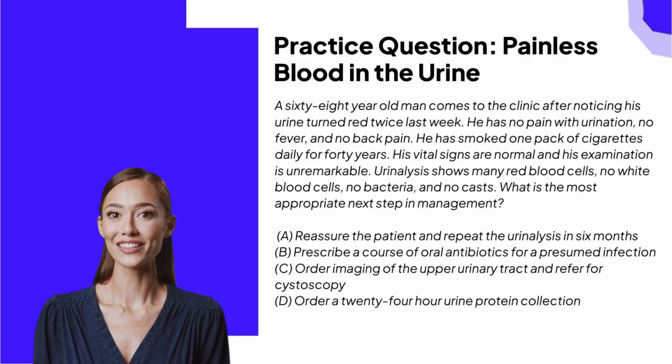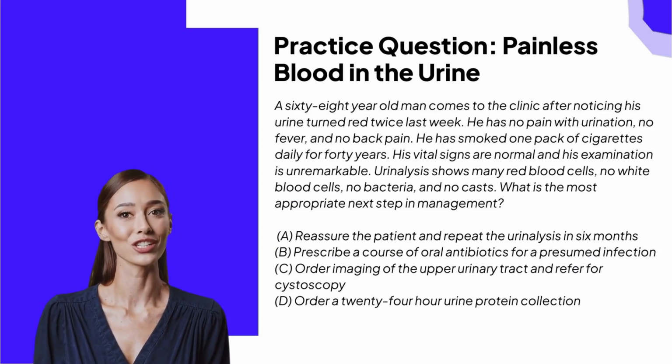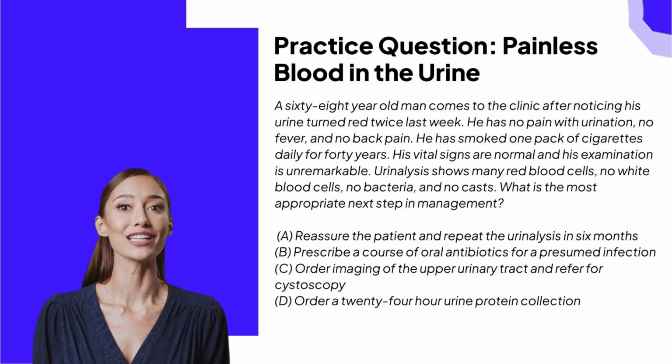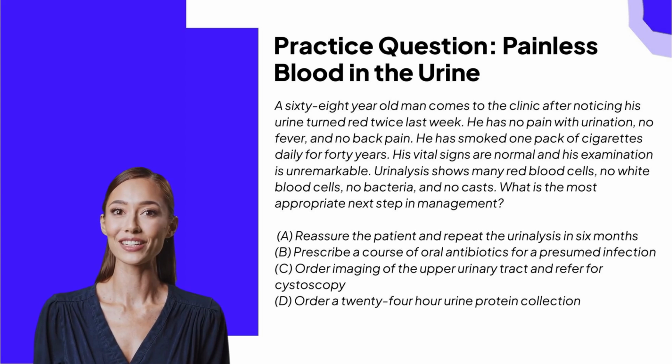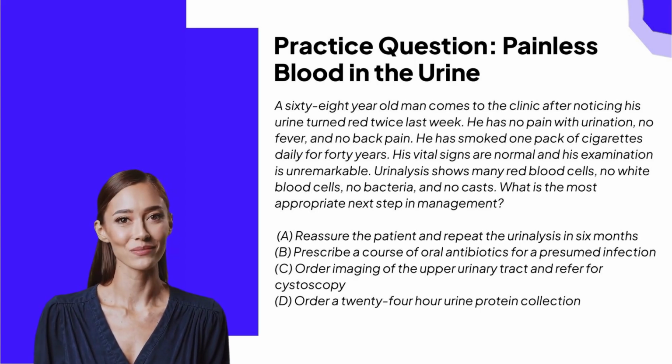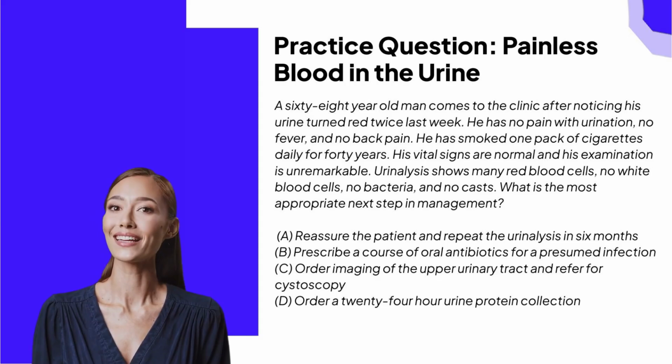The highest yield stem in this lesson. A 68-year-old man comes in after his urine turned red twice last week. He has no pain with urination, no fever, and no back pain. He smoked 1 pack daily for 40 years. Vital signs are normal, exam unremarkable. Urinalysis shows many red blood cells, no white cells, no bacteria, and no casts. What is the most appropriate next step?